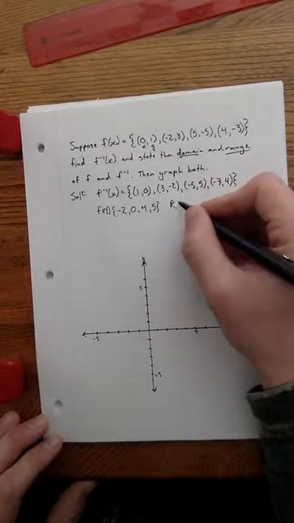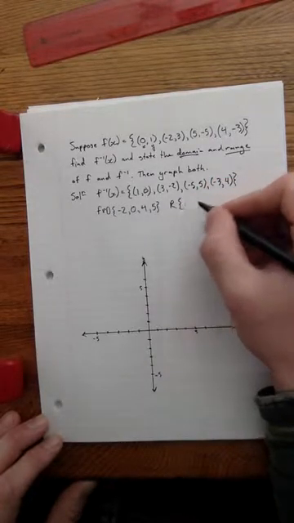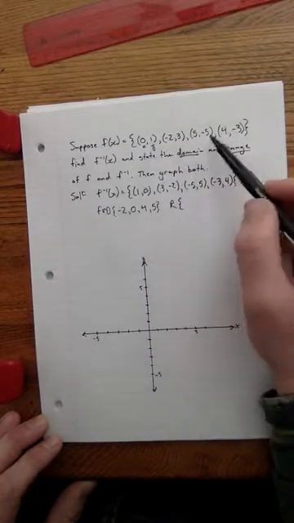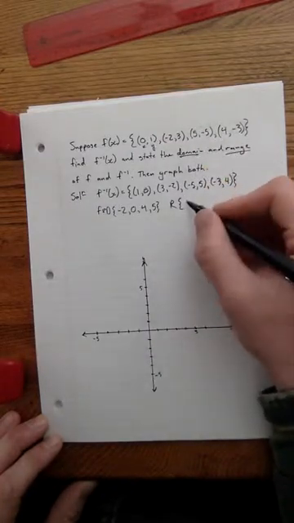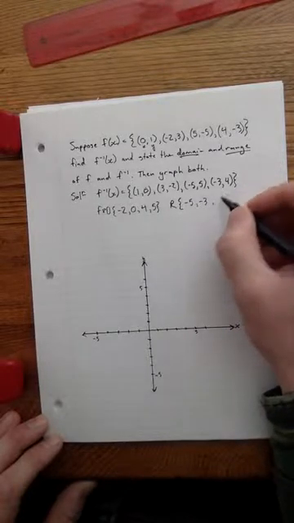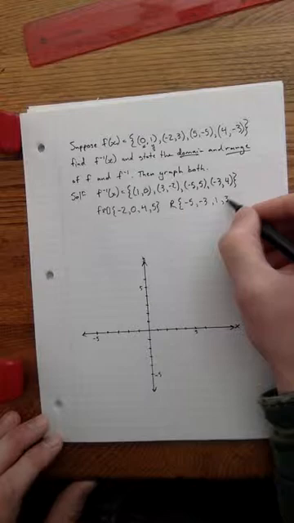F's range is simply the list of all y values. So we have negative 3, 1, negative 5, and 3. So we'll start at negative 5, negative 3, 1, and 3.